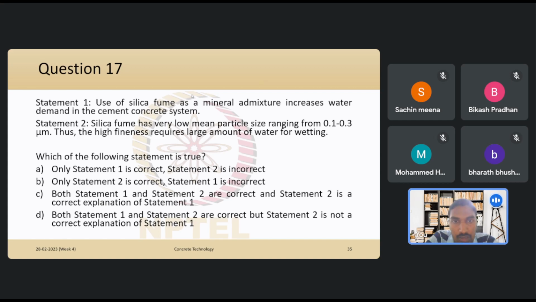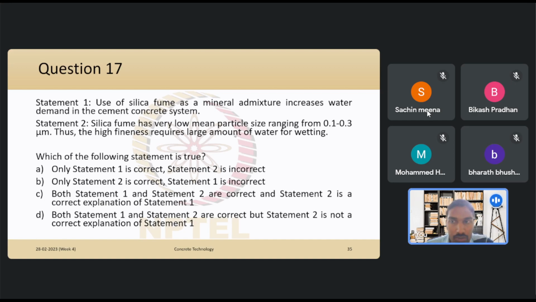The silica fume has a very low particle size. And what does this low particle size translate into? Because of the smaller particle size, the specific surface will be much larger. Because it is more fine, the specific surface will be larger, and when the specific surface is larger, you will need more water for wetting the surfaces. Because we have more surface to cover, more water will be consumed to wet this area.